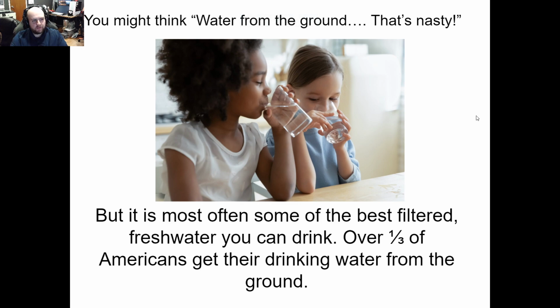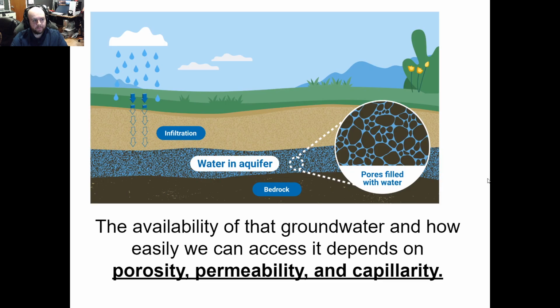So you might think that water from the ground is nasty, but most of it is fresh water that you can drink. Over a third of Americans get their drinking water from underground in one way or another. Okay. So the availability of this groundwater and how we can access it depends on these ideas of porosity, permeability, and capillarity. Right? These are 3 ideas we're going to talk about in this first lesson here.